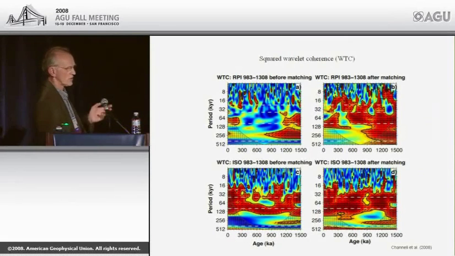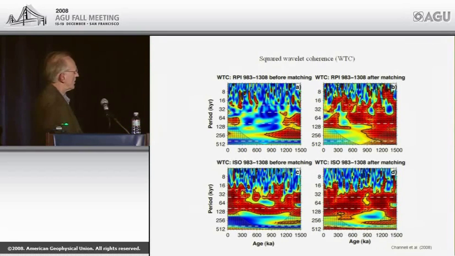How do we gauge whether, when we've used this MATCH routine, we've actually improved the correlations? Well, one way to do it is to look at the squared wavelet coherence of two records. This is the paleointensity record from 983 with the paleointensity record for 1308, to see whether the coherence is improved after matching. And the coherence here is gauged by the amount of red area you see here, which is at the 5% significance level.